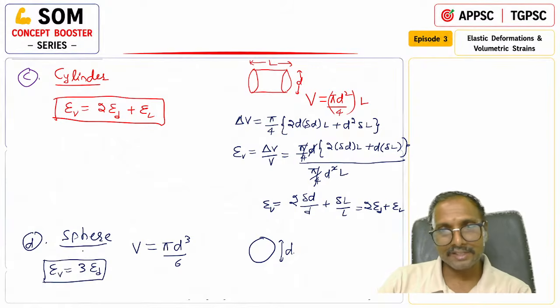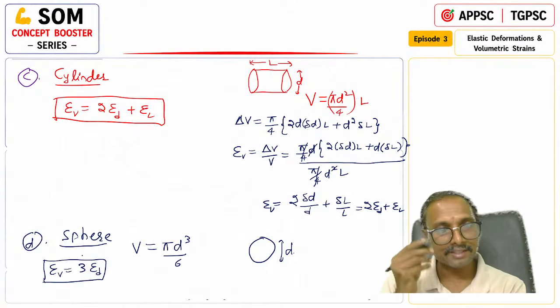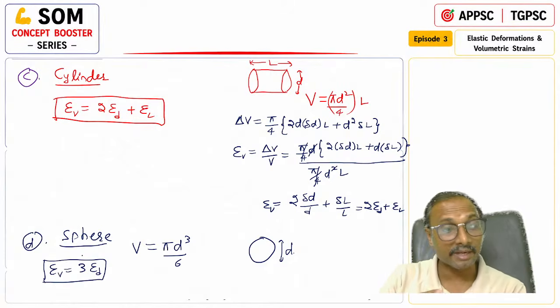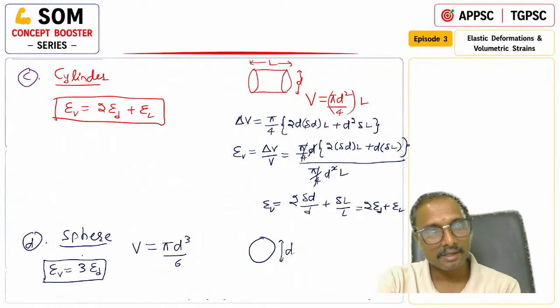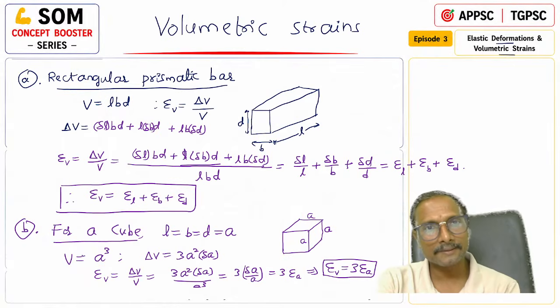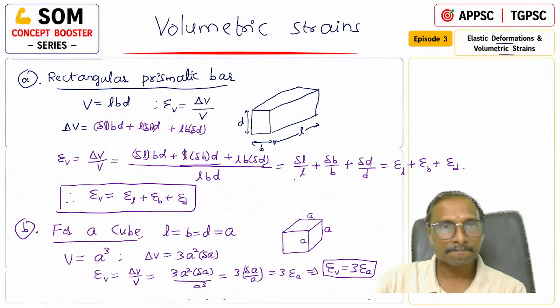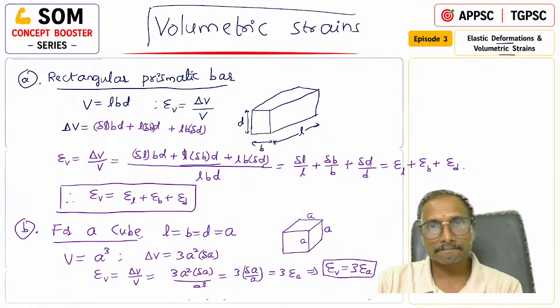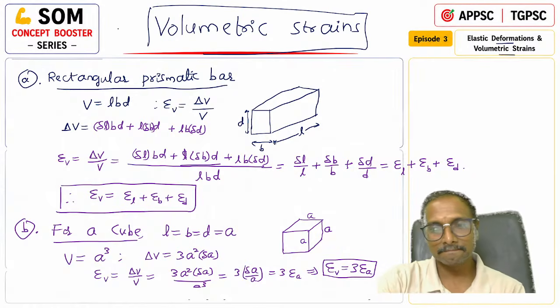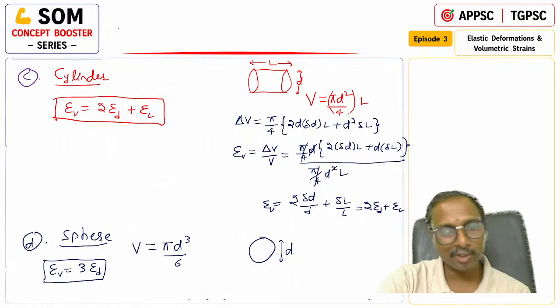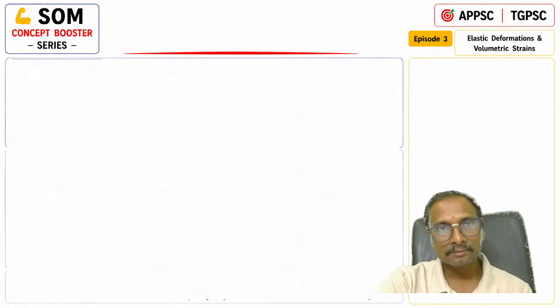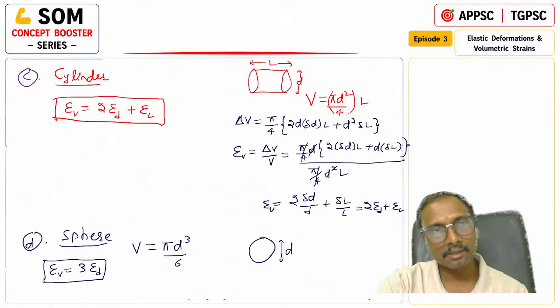Shall I prove this for the sphere or no need? We can get it in a similar manner, right? If you just observe, for the sphere we can get it in the similar manner. No need to prove. Shall I prove or no need, all of you? Do I need to prove it or no need? No need? Okay then.